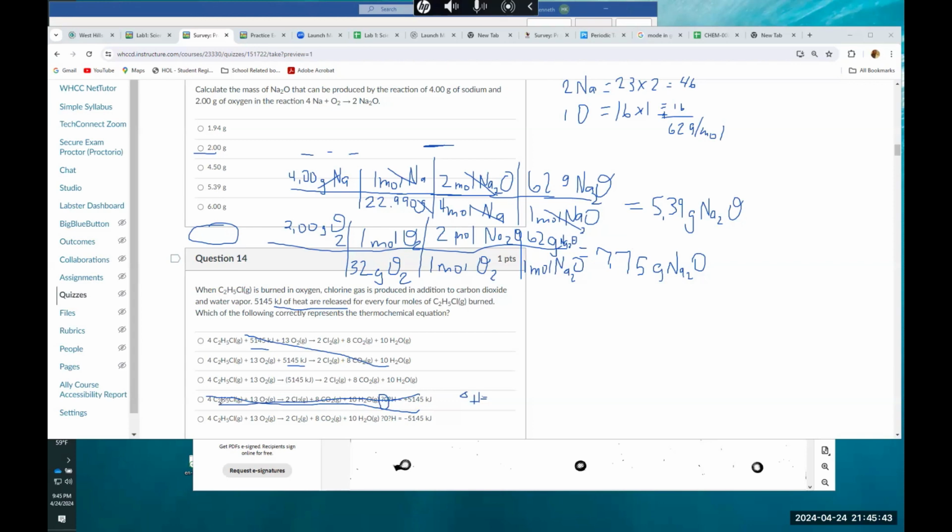Okay. Now, this one says C2H5Cl plus 13O2 yields this. Does that happen? Do we get a yield and a yield? No. So we know that doesn't work because that's not how you would write a chemical equation. So our answer is the bottom one.